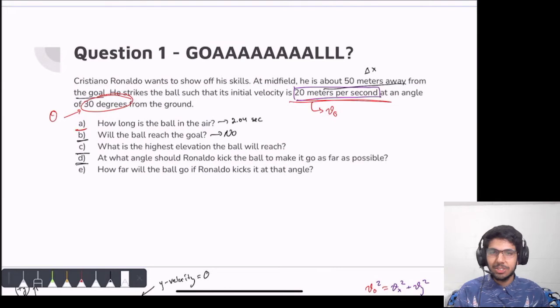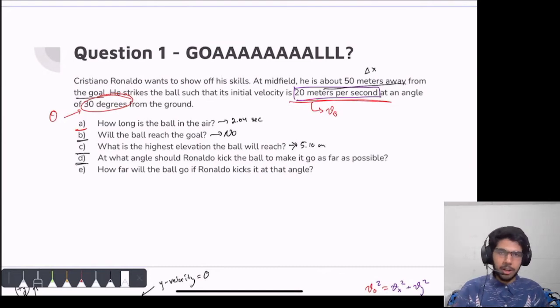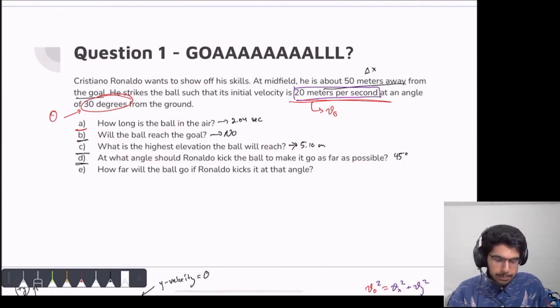Cool. D. This is a nice, easy question. At what angle should Ronaldo kick the ball to make it go as far as possible? And we can prove this by different ways, by analyzing the angle, looking at the sine and cosine. But this question does appear often, sometimes as multiple choice. By the way, I should probably write this answer. 5.10 meters. So this question does appear quite often, and this you should just know immediately. You should have it memorized. And the answer to this is 45 degrees.